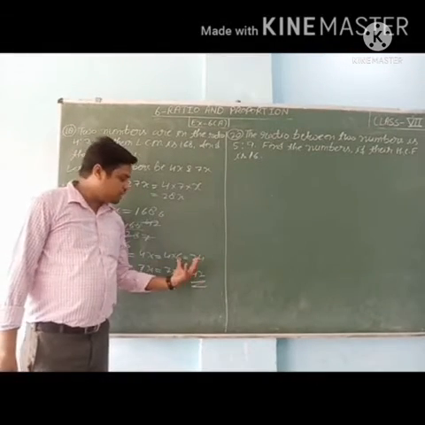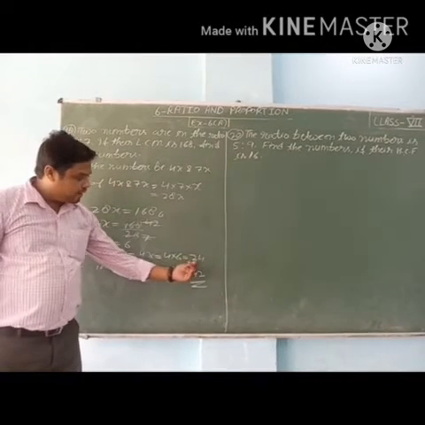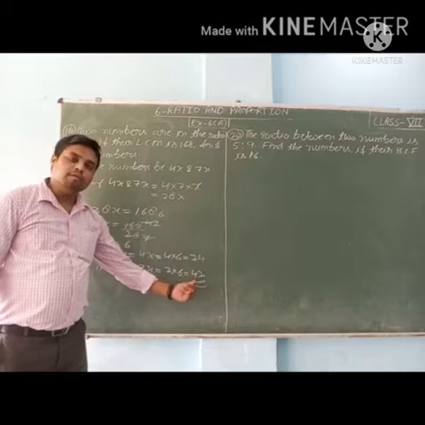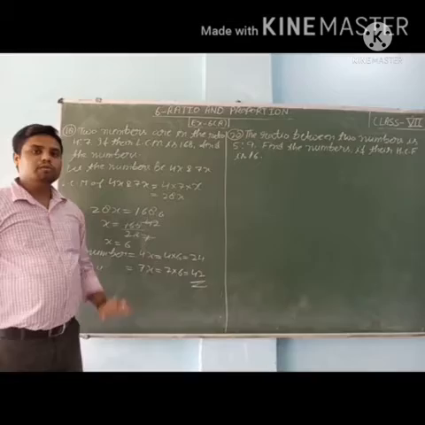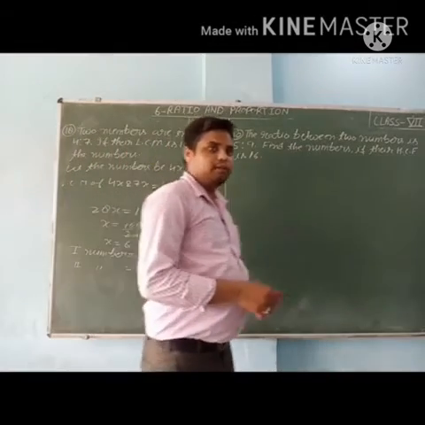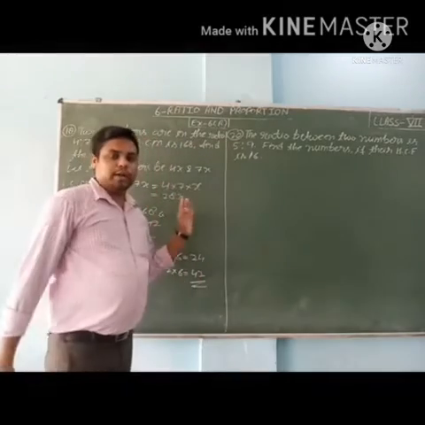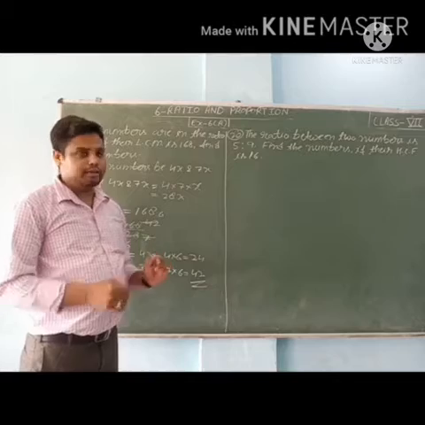We can cross check this answer also. How? By finding the ratio of 24 and 42. The ratio will come at 4:7. So now question number 20. After 18 we are doing 20 sum because they both are same. After this we will do 90.